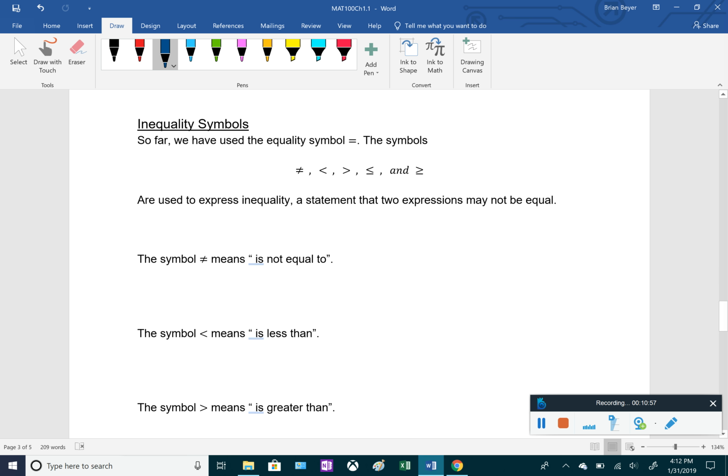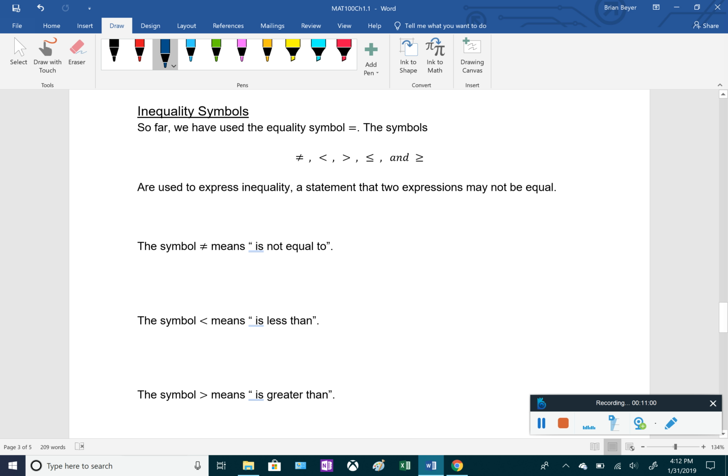Okay, so for one of the last things here, inequality symbols. We've been using an equal sign a lot throughout the class. We also have these inequality symbols. So the first one, I'll go through and explain them in a second. For the first one, we have this equal to sign with a slash through it. That just means is not equal to.